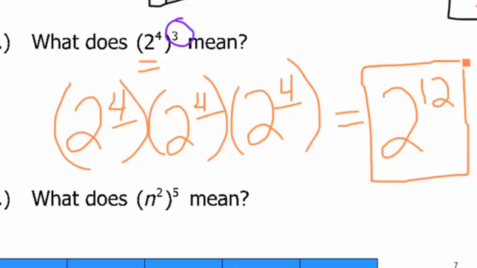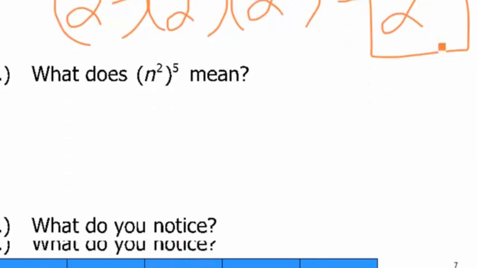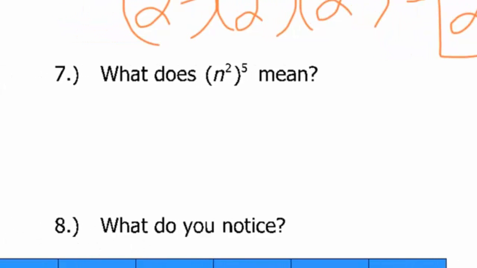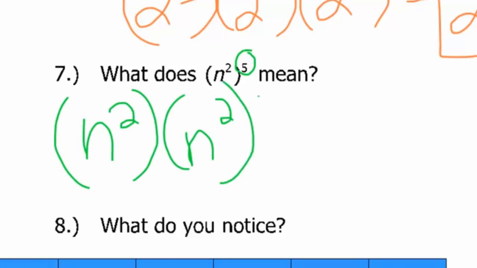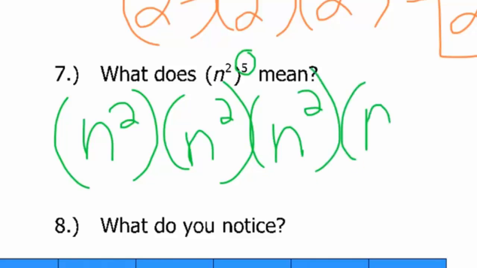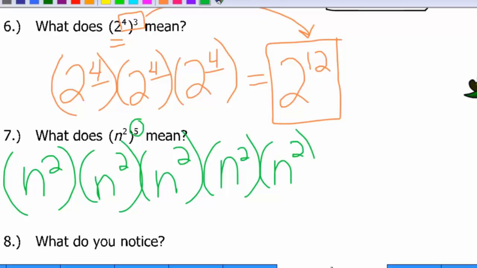Now, hopefully, you notice something about your exponents right here. When we had 2 to the 4th power all being raised to the 3rd power, think about what it is that we could possibly do with the 4 and the 3 as a shortcut to get to this 12. And then let's do the same thing for number 7. Let's try it one more time, and let's see if your shortcut works for number 7 as well. So n to the 2nd power raised to the 5th power means I'm going to multiply n to the 2nd power by itself 5 times. Just like this. So I end up getting n to the 10th power because 2 plus 2 plus 2 plus 2 plus 2 is 10.